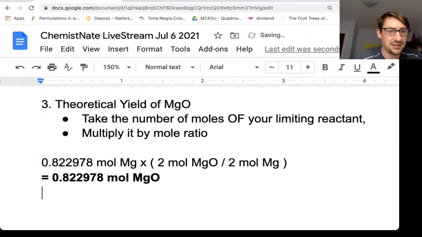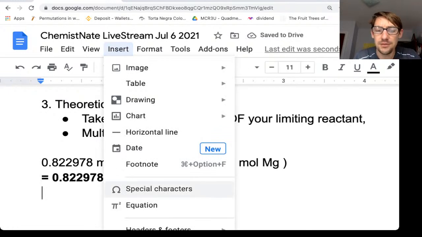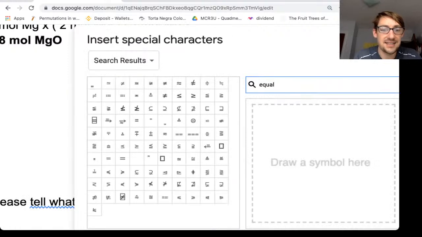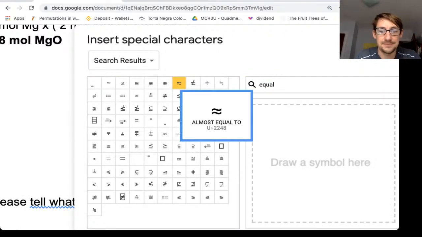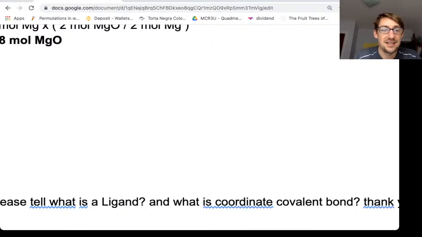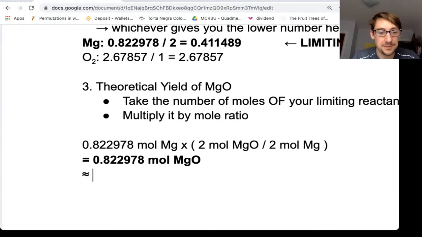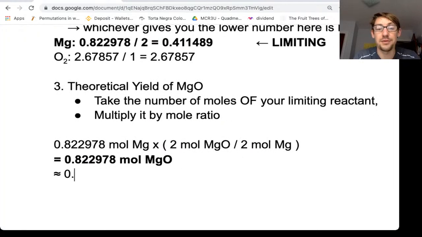Now I like using a wavy equal sign for my approximately. Your teacher or school probably has a special way that they want you to show that. I'm kind of lackadaisical when it comes to that. I use this curvy equal sign for approximately equal to, and it's 0.823 moles.